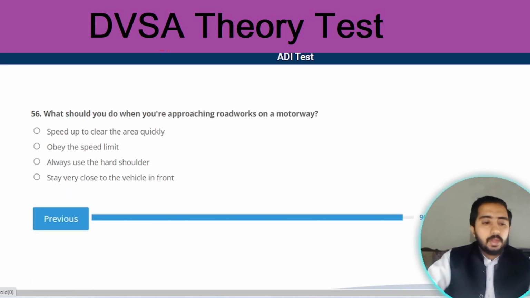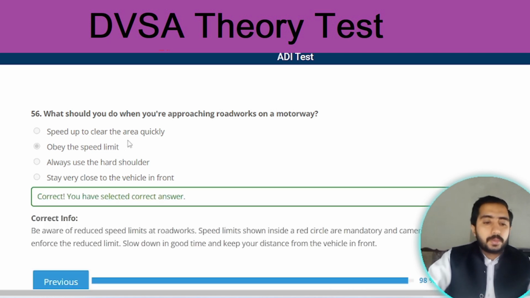Next question. Question number 56, the second last question of this quiz. What should you do when you are approaching road workers on a motorway? You need to obey the speed limit which they have defined. Option B is the correct option.